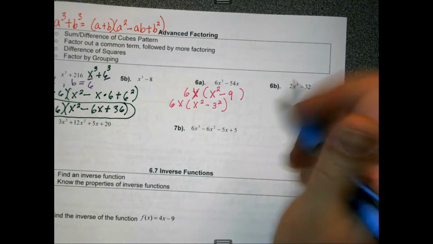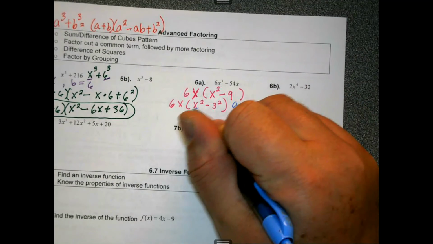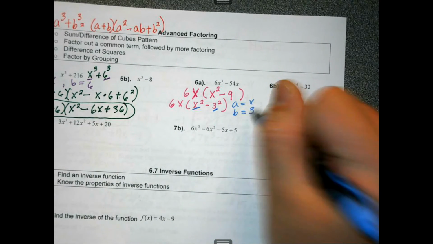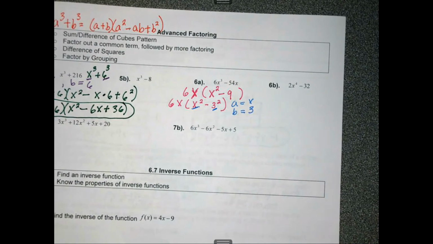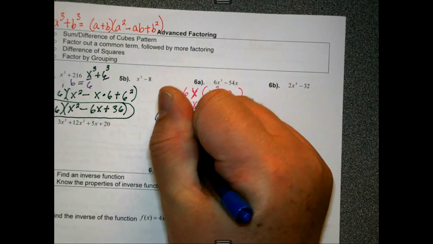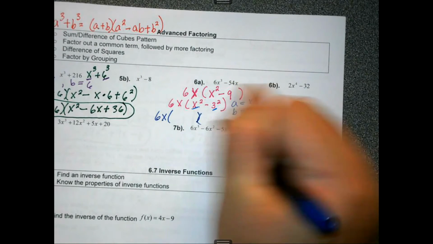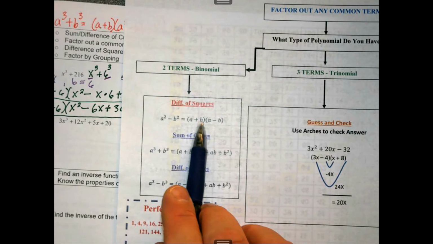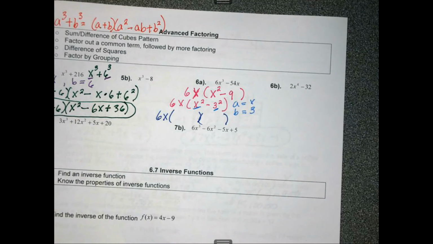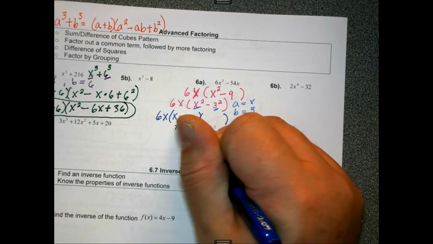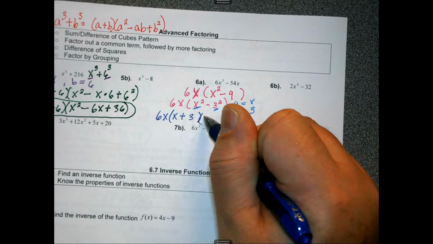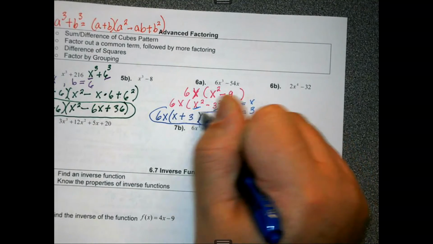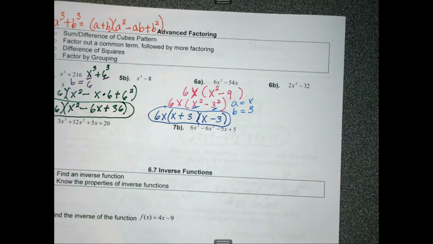Let's see. My a is the base x. My b is the base 3. So I have 6x. Let me make sure here. Difference of squares. A plus b, a minus b. So x plus 3, x minus 3. And I'm done.